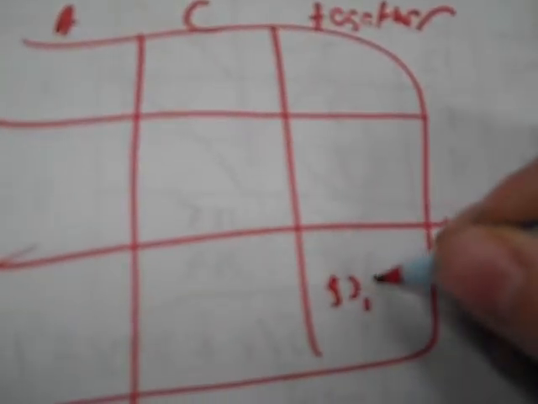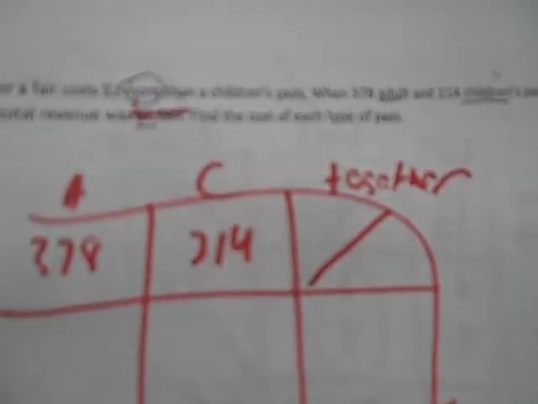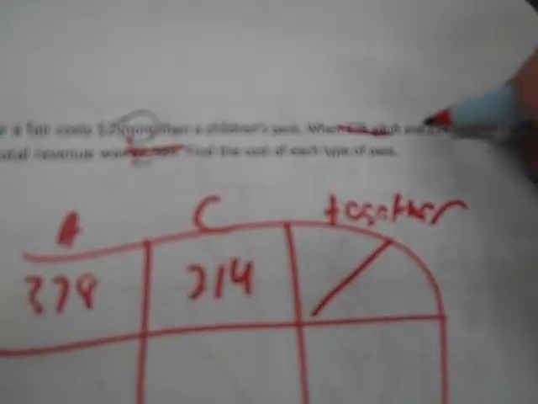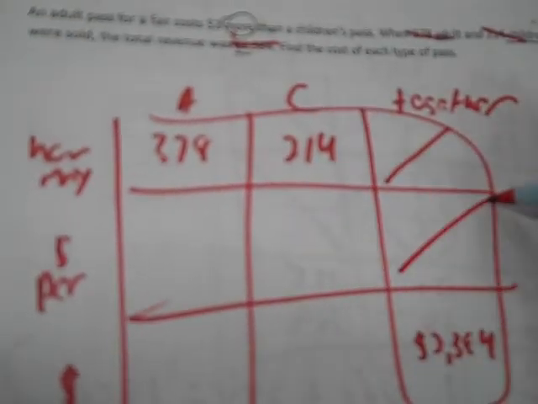Okay, so the total money amount's $2,384. All right, now give me some non-money quantities. So you have 378 adults, you have 214 children. You can add these, it's 592, but that's not really going to do anything. Okay, now cost, $2 more.